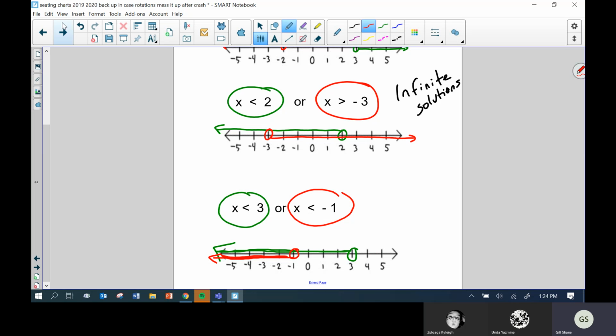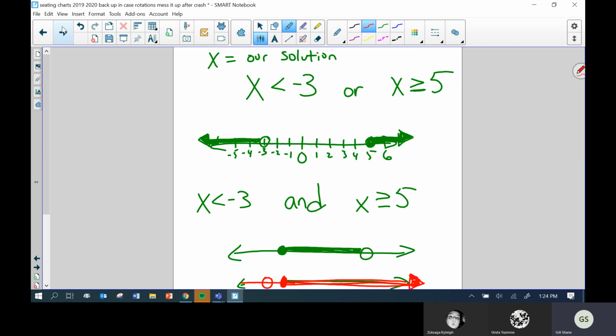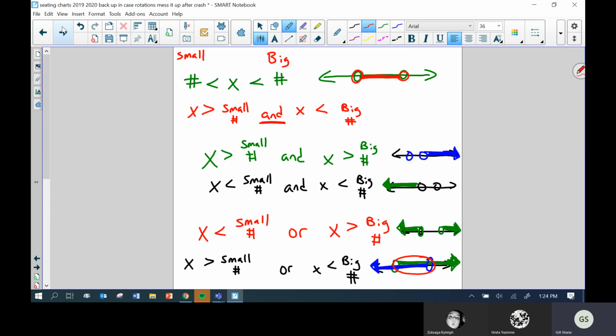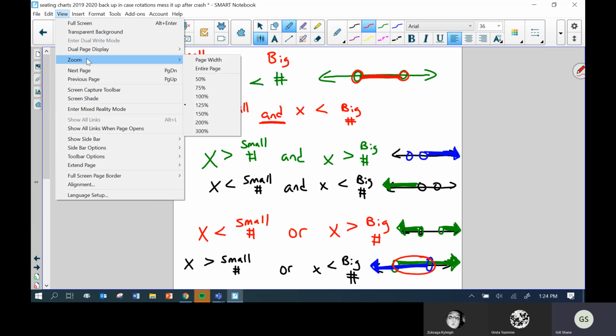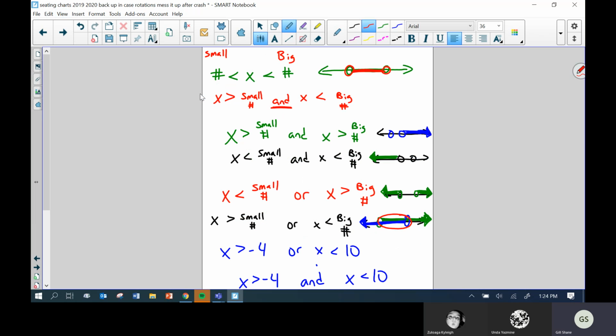Really quickly, just for the purposes of trying to show it, this is a whole bunch of different scenarios and how the graphs look. I'll zoom out so I can maybe fit all that. Not quite.